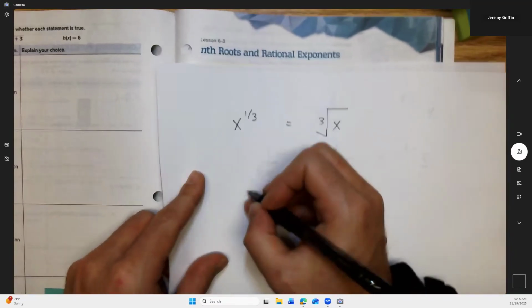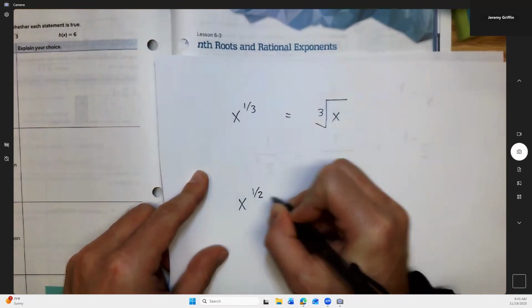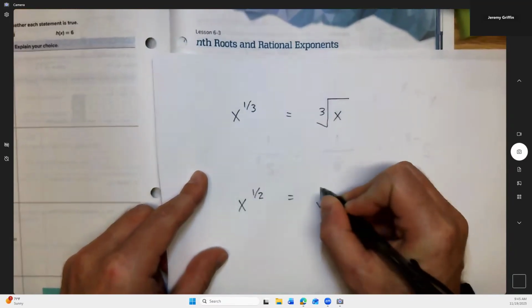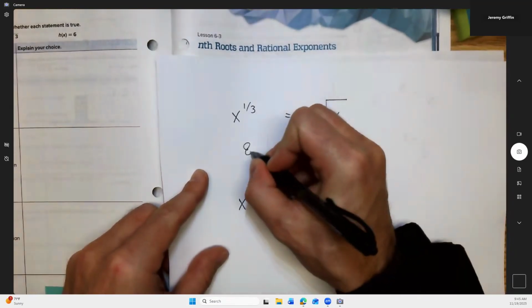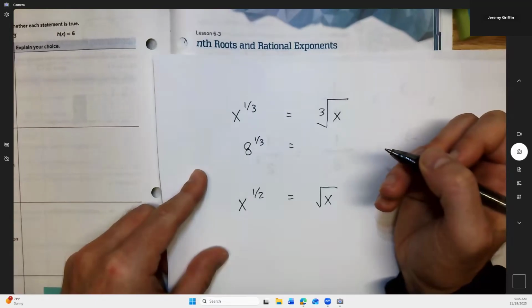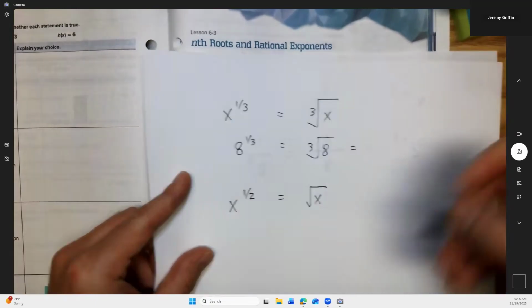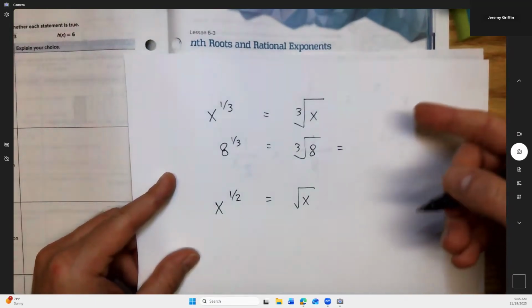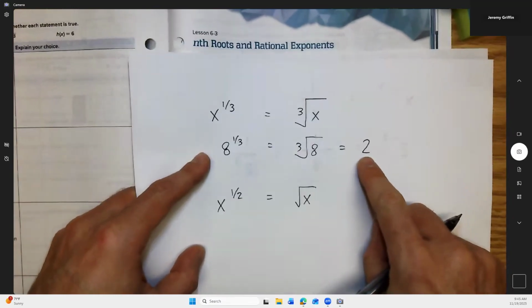What if you saw a 1/2 power? That's also called a what? A square root. So here, let's do some examples. What if you see 8 to the power of 1/3? That's a cube root. A cube root is what number you can multiply by itself 3 times to bring it back up to the original value. So in this case, the answer is 2.